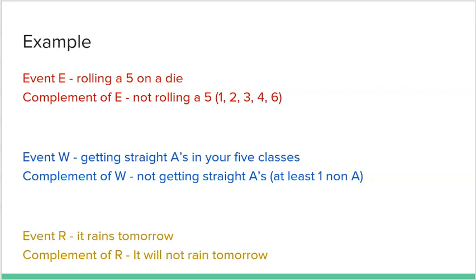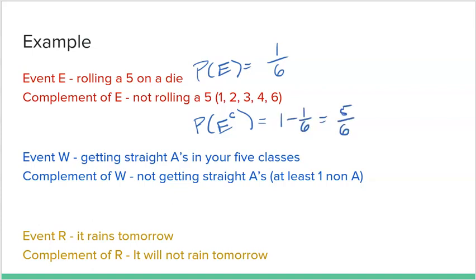If event E is rolling a 5, then the complement would be not rolling a 5, which would be equivalent to rolling a 1, 2, 3, 4, or 6. So if the probability of event E, rolling a 5, is 1 out of 6, well, the probability of not getting an E, which we write with a little superscript C for the complement, would be 1 minus 1/6, which is 5/6. Now, you actually don't need to do 1 minus 1/6. You could just count: 1, 2, 3, 4, 5 outcomes will not be a 5, hence 5 out of 6. Either way, I'm going to get the right answer.